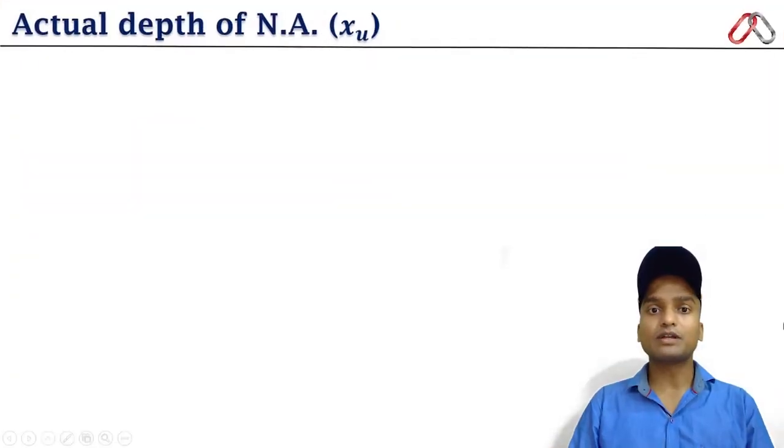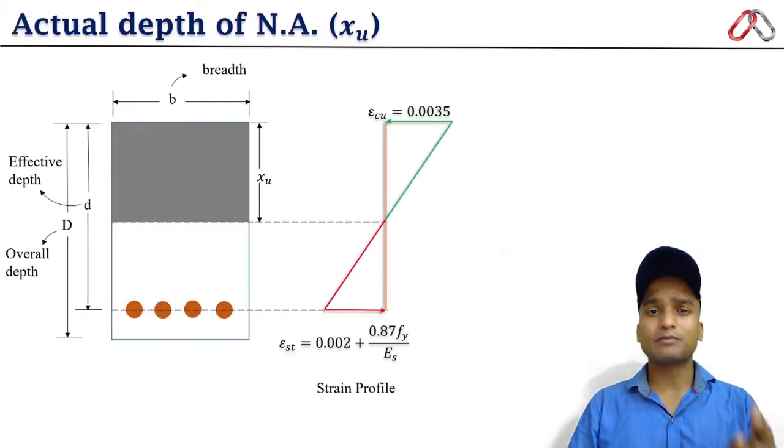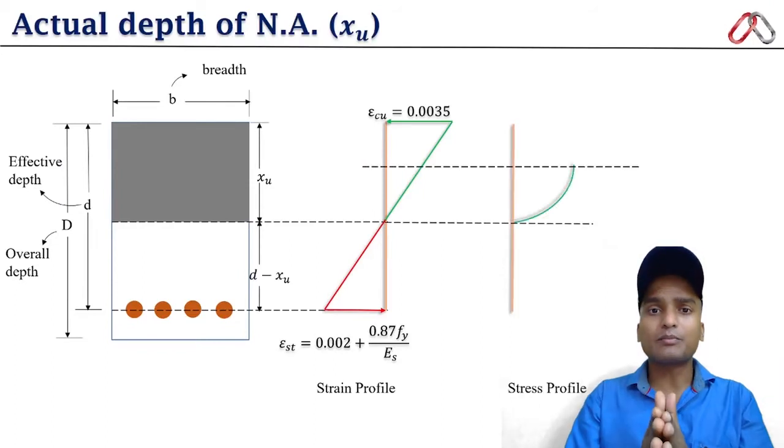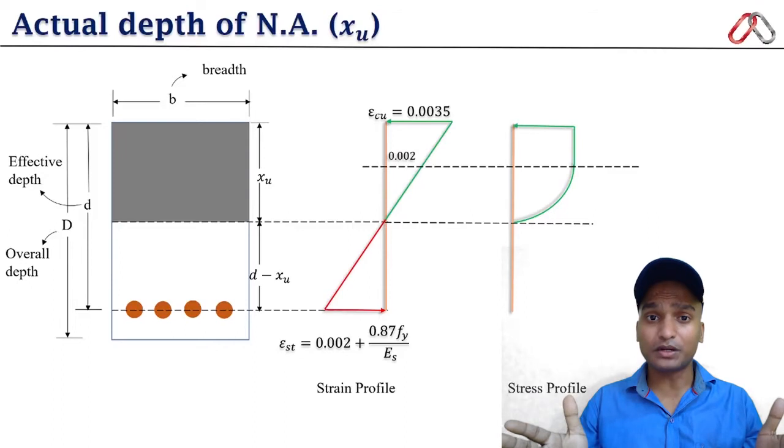Now after calculating the limiting depth of neutral axis, our next step should be to calculate the actual depth of neutral axis XU. And how do we calculate it? We just have to do one thing. We have to apply the equilibrium of forces. Total compressive force is equal to total tensile force.